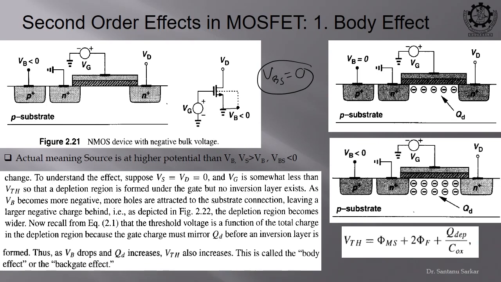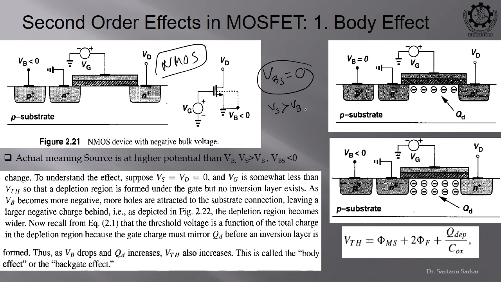Now, say this is an NMOS, right. This is a P substrate, right. So, in the P substrate what is your majority carrier? Holes, right. Now, let us see that, let us assume that Vs is greater than Vb.